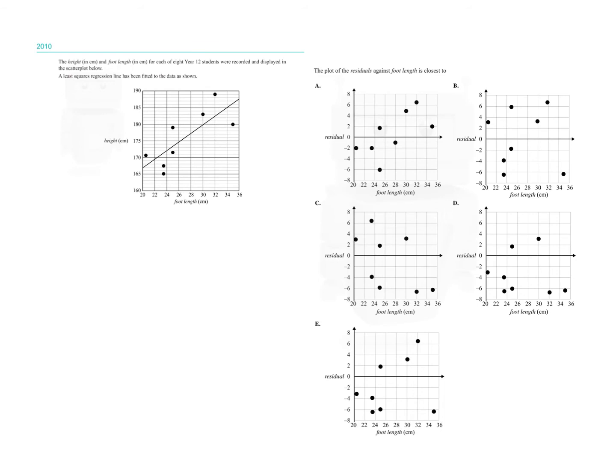Okay, so this one, this is the original scatter plot over here, and they want you to match up the residual plot over here. So remember, the residuals are the distance between the dot and the line. So if you wrote the residual equals actual, which is the dot, minus the predicted value.